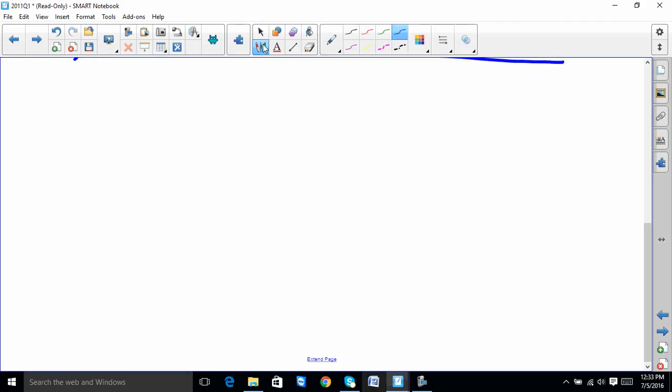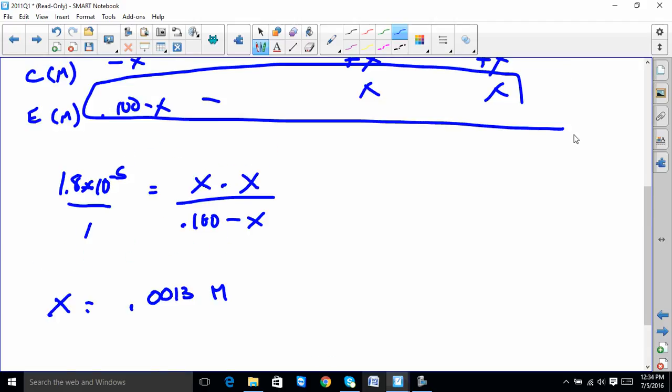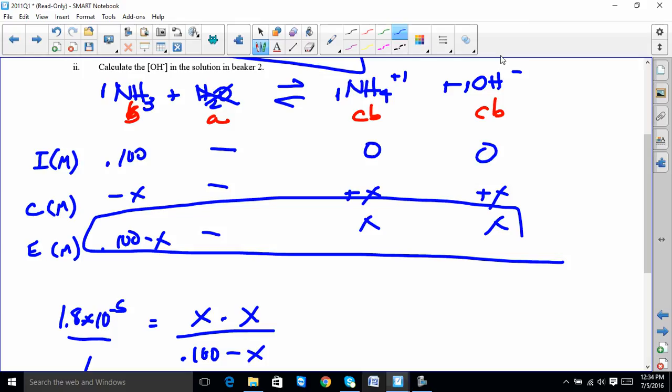And what happens is Kb was given to you as 1.8 times 10 to the negative 5. And then we have x times x over 0.1 minus x. I don't care how you do this. If you use solver, if you use the quadratic formula, whatever x comes out to be, if you do this correctly, I like 0.0013 molar. Well, they didn't ask for x, they asked for hydroxide, but if you go up here and look, the hydroxide ion concentration is defined as x.